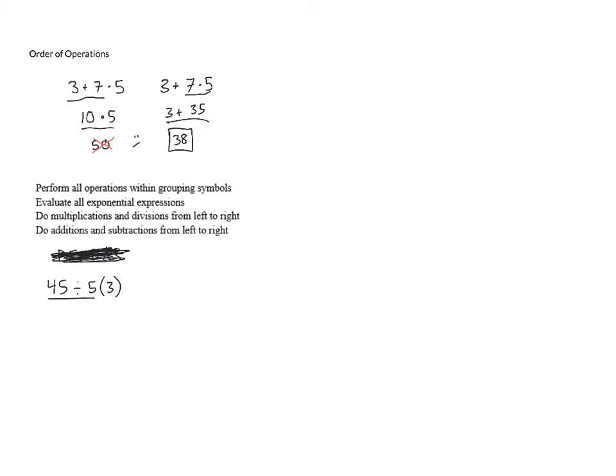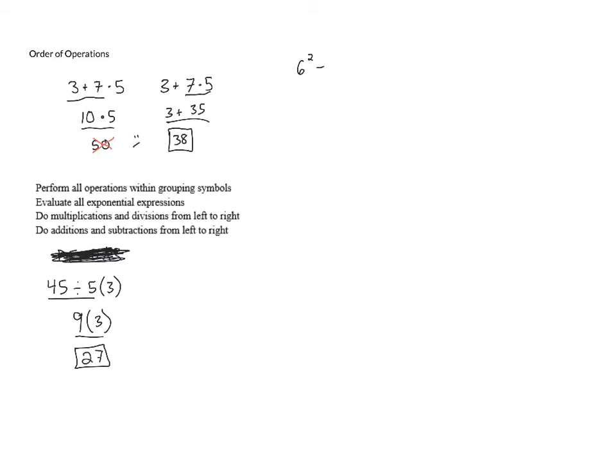So first we're going to take 45 and divide it by 5. 45 divided by 5 is 9. And then we're going to take 9 and multiply it by 3. The multiplication comes next. 9 times 3 is 27. And that is our final answer. All right, let's do a few more. This one's going to have more operations.